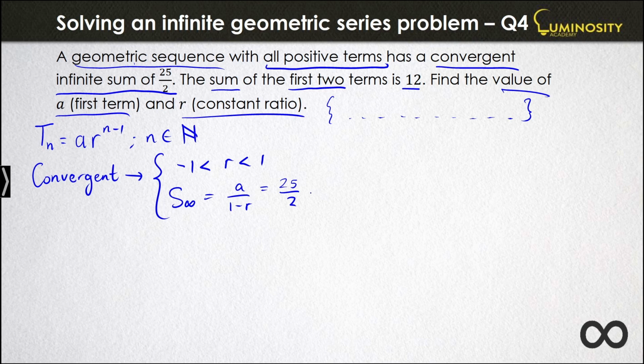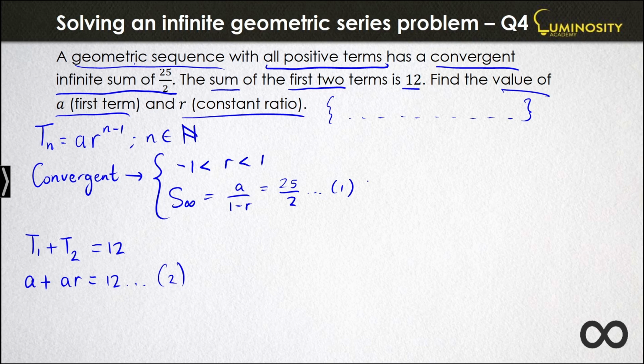Therefore, I'm going to call this equation 1. Lastly, we were told that the sum of the first two terms, t1 plus t2, is 12. But I'm going to rewrite t1 as a and t2 as a times r. That's 12. I'm going to call that equation 2. So why did I do that? I now have a system of simultaneous equations with just a and r as the two variables, and I've got two equations, therefore I can solve for a and r.